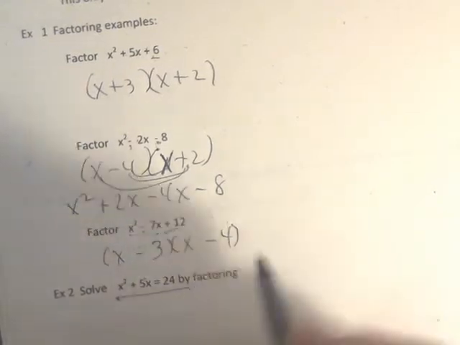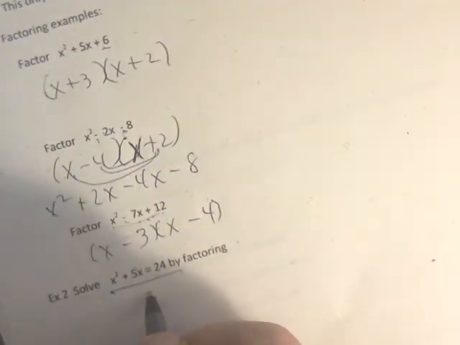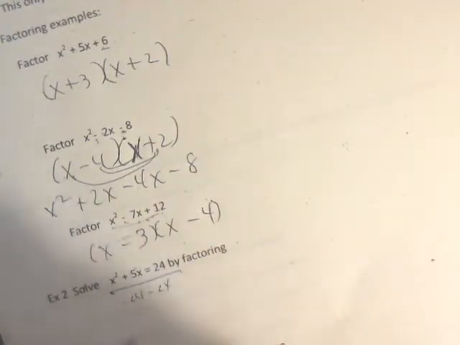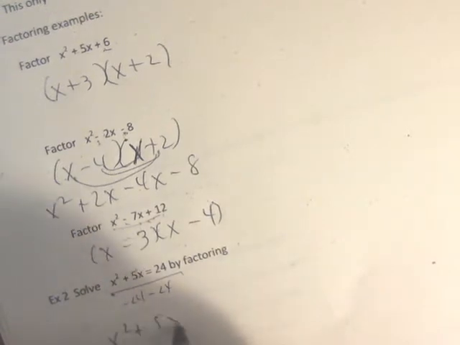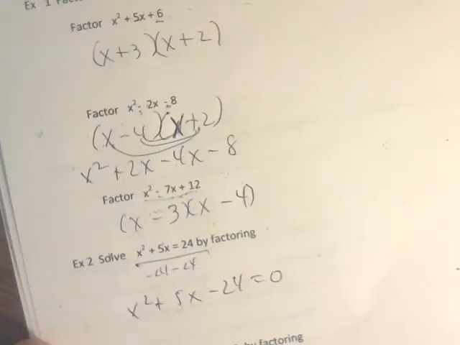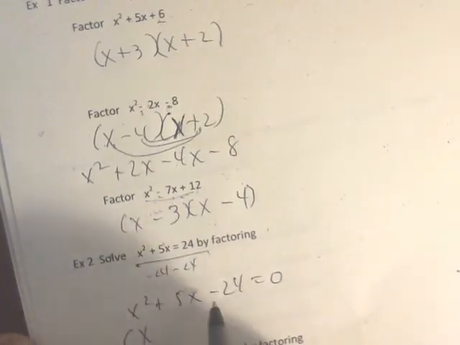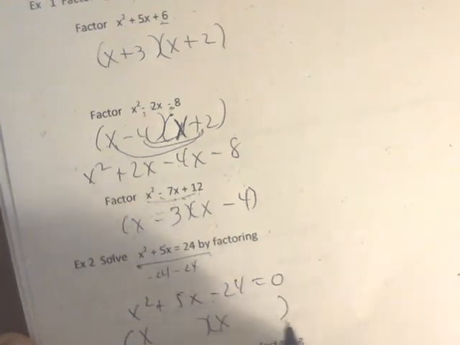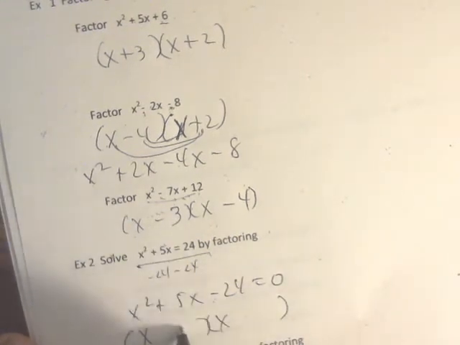Now, if I want to solve by factoring, I first have to get the equation set equal to 0. So I must subtract that 24 to get my equation equal to 0. Now I factor. So again, as we talked about earlier, if this is negative, my signs are different.